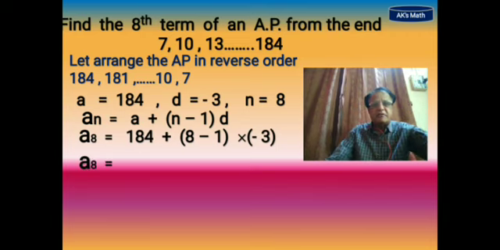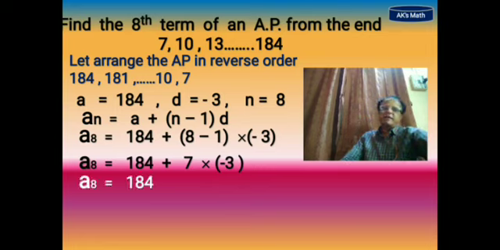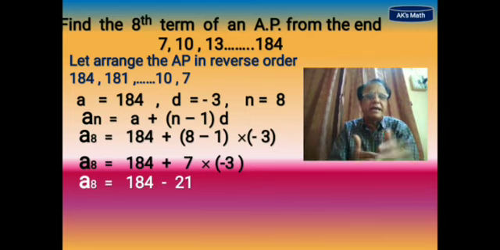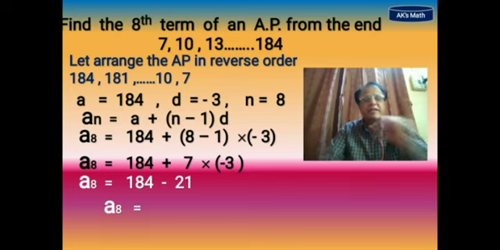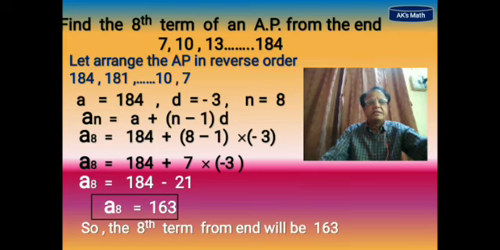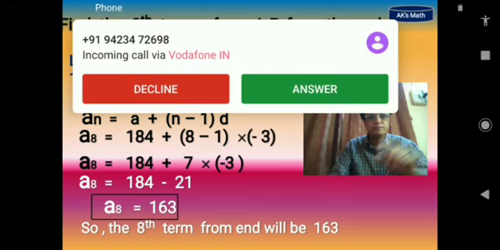Now after calculation, 184 plus 7 into -3, 7 into -3 becomes -21. So subtraction will take place. यहाँ पे subtraction हो जाएगा, 184 और 21 का subtraction हो जाएगा, which will be equal to 163. So remember this example very properly, because we have to find the eighth term from the back side, from the end of the AP.